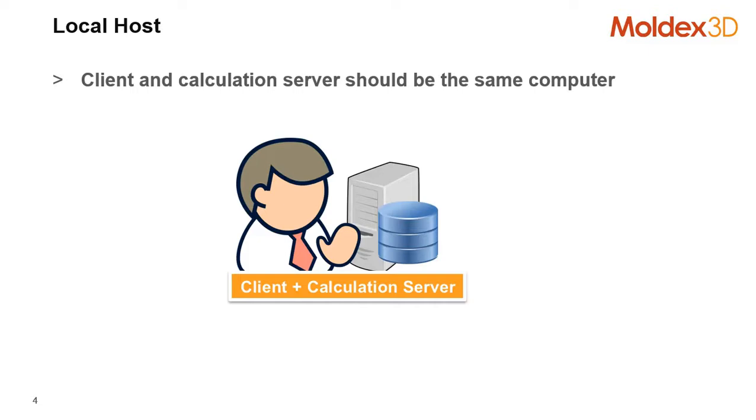In the local host, we use the same computer as the client and the calculation server. So basically, you use one computer to set up the mesh, set up the process settings, and then send the calculation to your own computer to finish it. That's why we call it the local host. So the client and the calculation server must be the same computer.